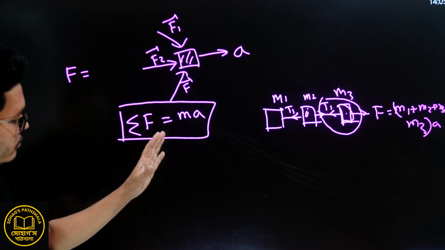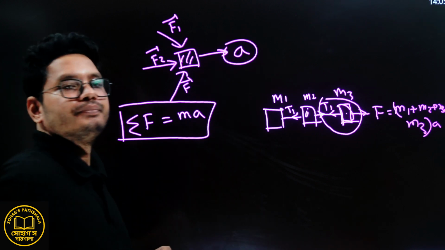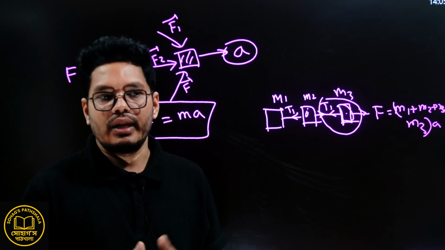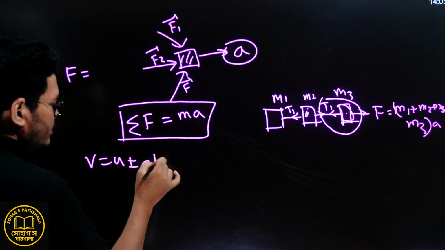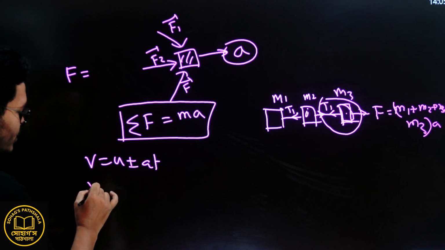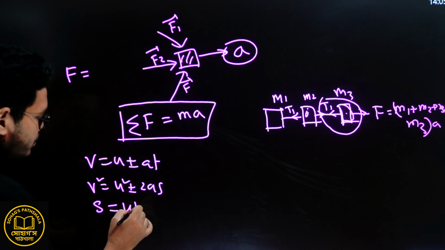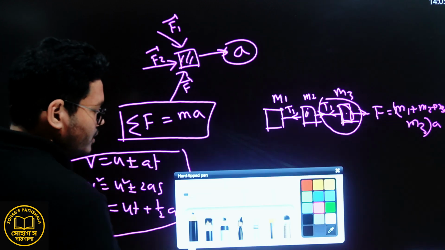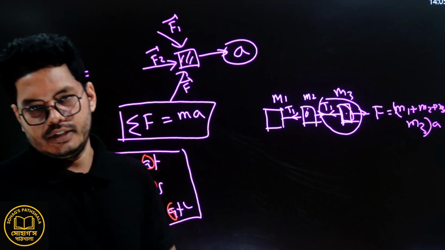Anyway, now the acceleration that we talked about is a uniform acceleration, and we can derive it from the laws of motion, like the motion equations. What are those? We know v equals u plus minus at, right? We know v square equals u square plus minus 2as. We know s equals ut plus half at square. These are the motion equations, and all the accelerations in these equations are uniform acceleration.